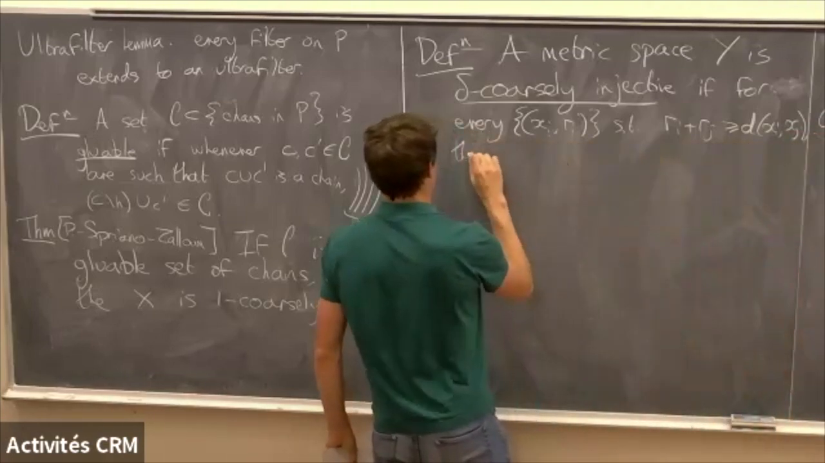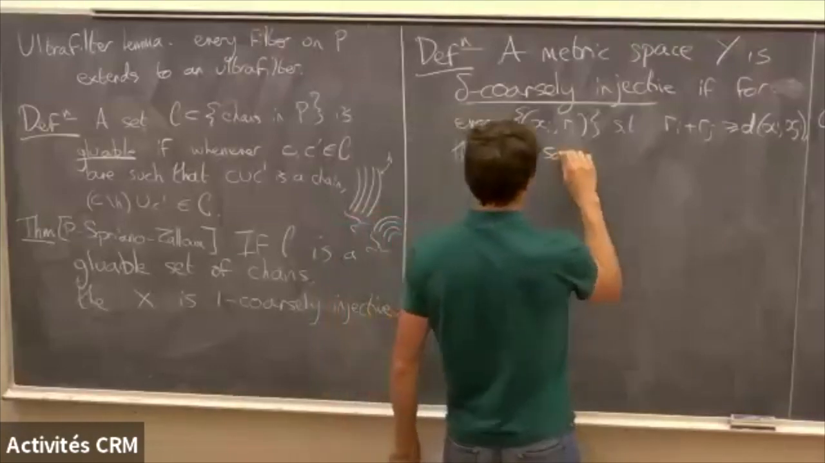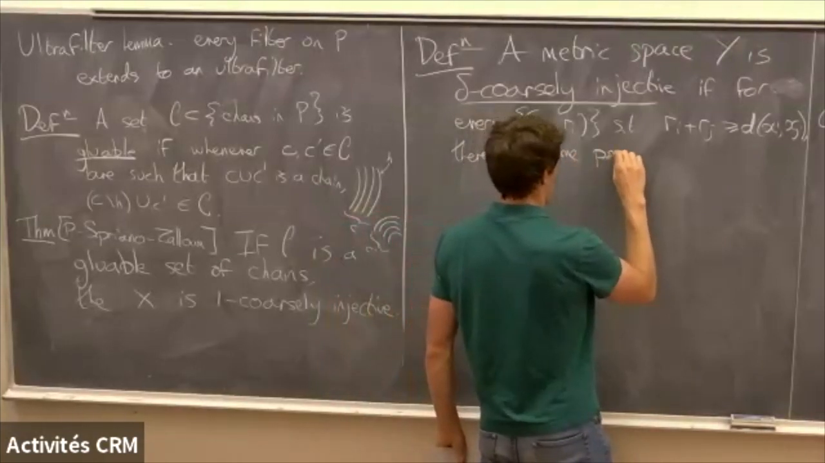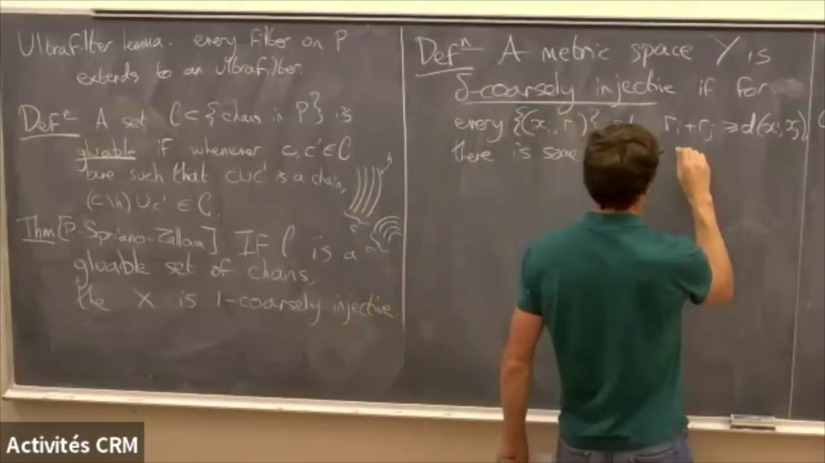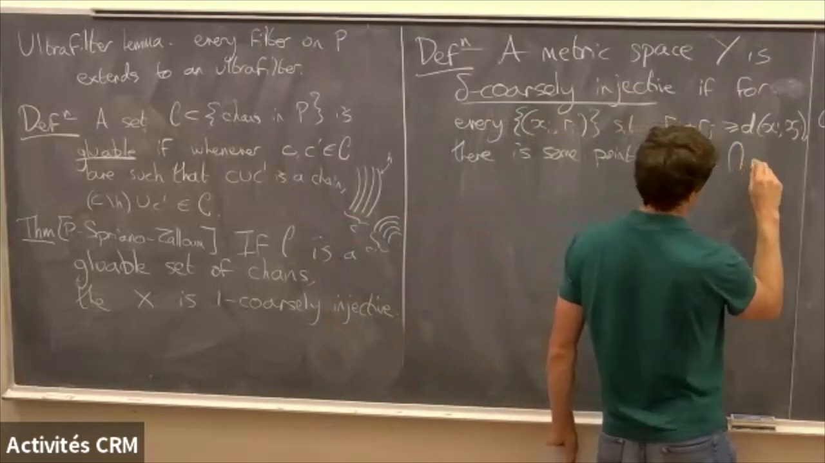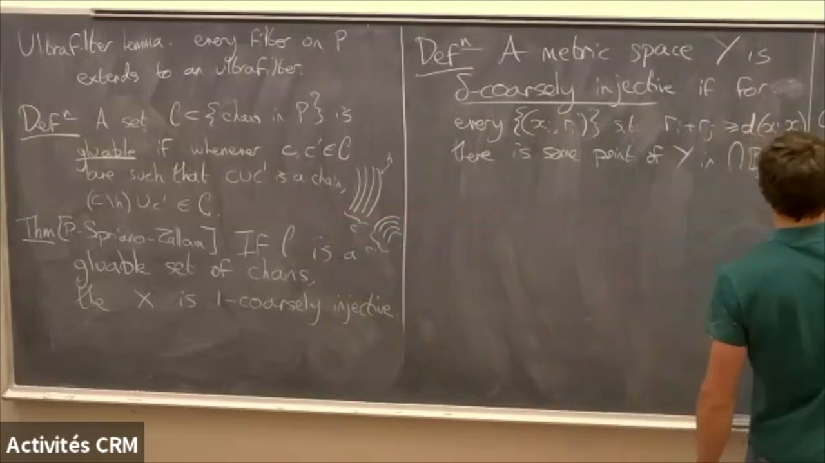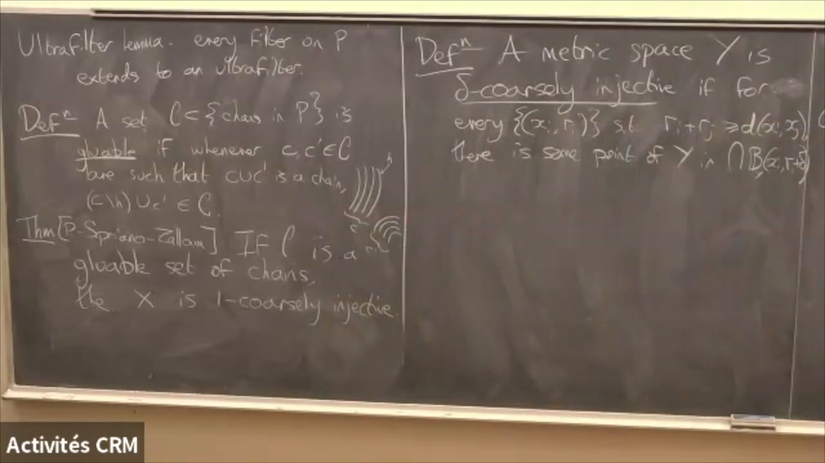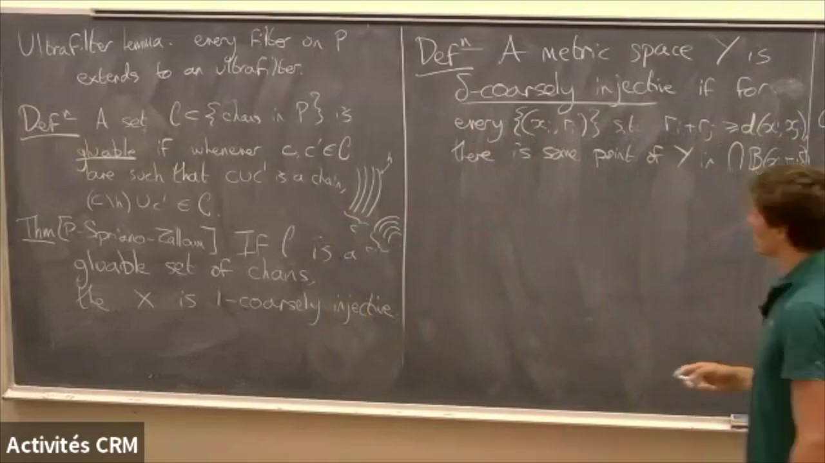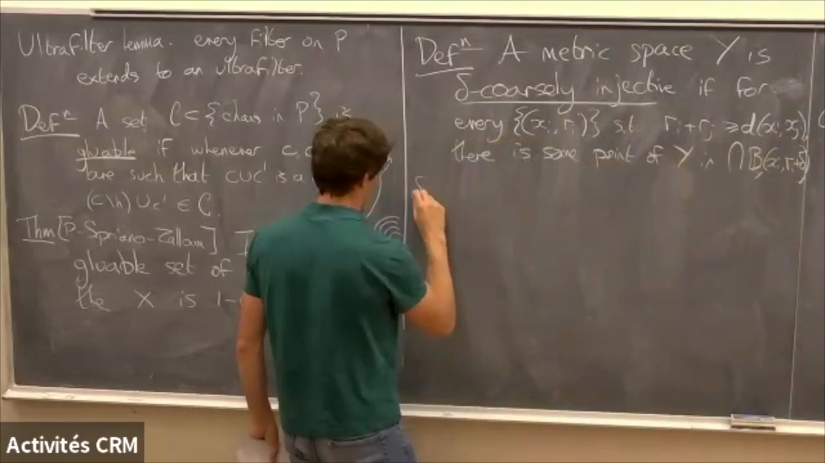There is some point y in the intersection of all of these balls where you thicken up by delta. Okay, now I can sketch the proof of this theorem.